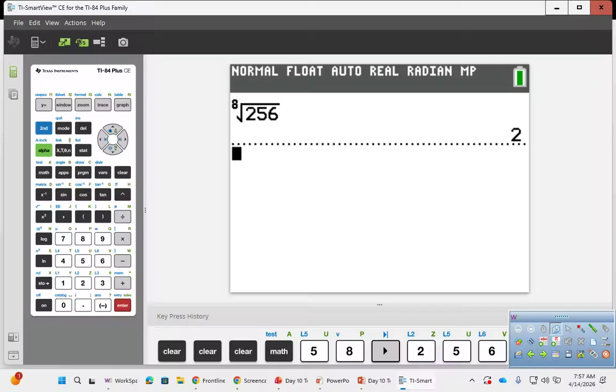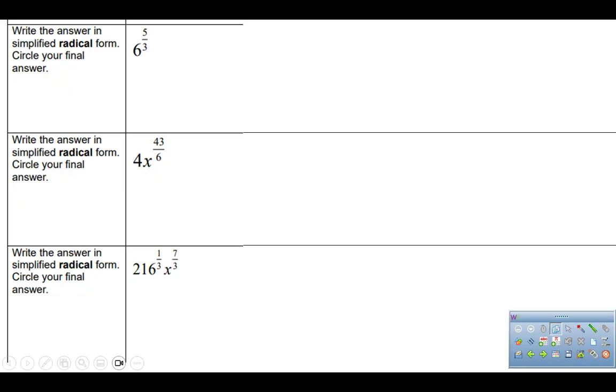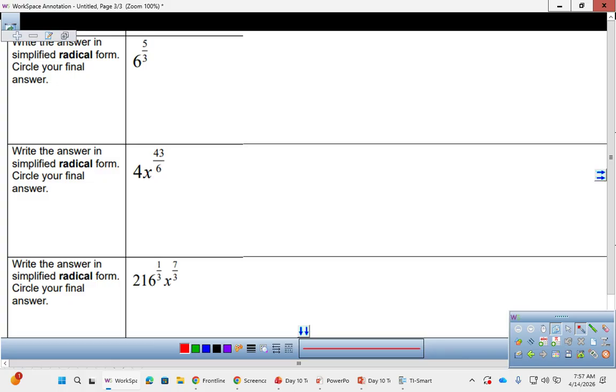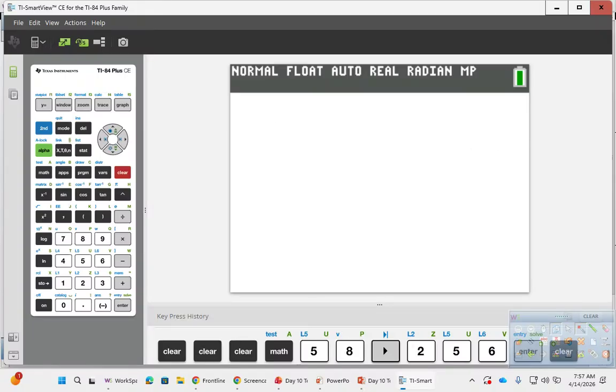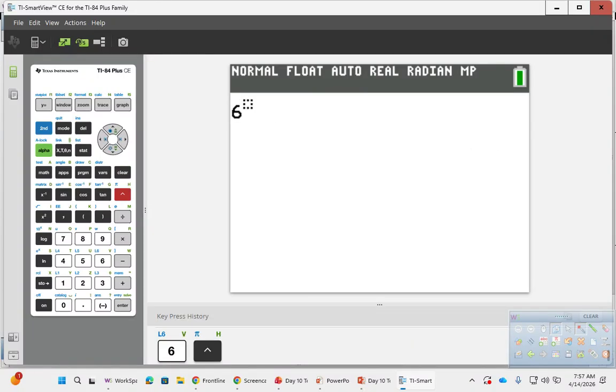All right, so let's look at the next one. Write your answer in radical form, circle your final answer. Now, it's in exponential form, and if an exponential form has an exponent that's a fraction, which it does, then we can write it as a root. The base stays inside, and then it's inside over outside, so 5 and 3. From here, we're going to do 6 to the power of 5 to make that one number. It's not 6 times 5, it's 6, and then the button below clear. So 7776.